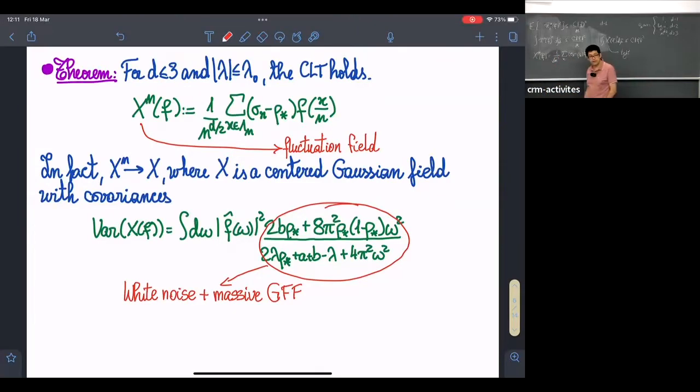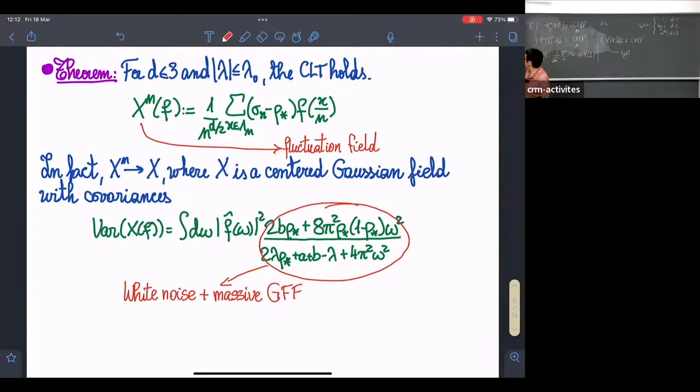But what is interesting about this limit is that this field here is actually the sum of two independent Gaussian fields. One, which is white noise, another one, which is a massive Gaussian free field. So in particular, this is something nice, because this reaction diffusion model is really interpolating between two paradigmatic Gaussian fields that appear every day in the scaling limits of interacting particle systems, which are the white noise and the Gaussian free field.